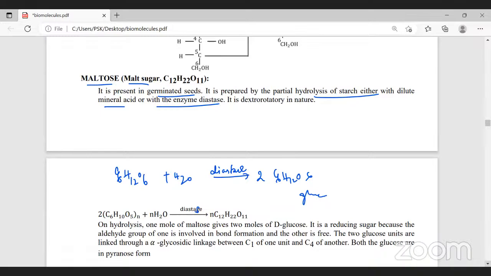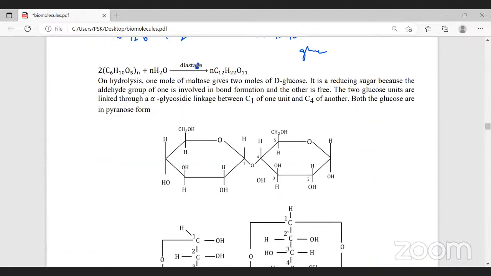Now 2 units of glucose, we can represent it like this. I'm just making a change here. Here we have an OH group, here also, and here also. See, at the first carbon atom, hydrogen is on the upper plane, OH on the lower plane. The same thing here also. Both are alpha D plus glucose units. At the fourth carbon atom, you can see here hydrogen on the upper plane and OH on the lower plane.